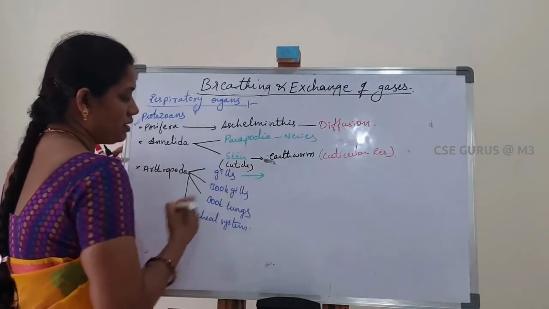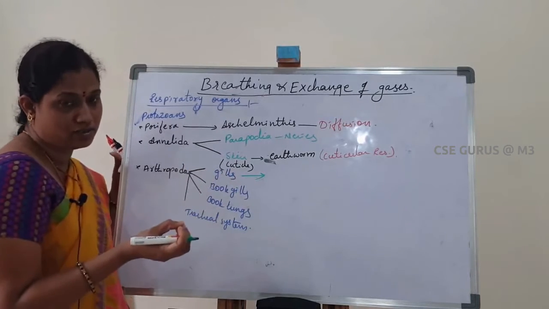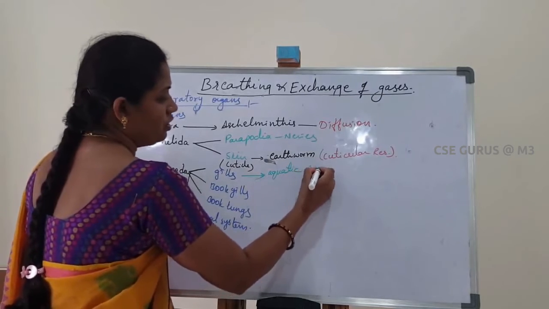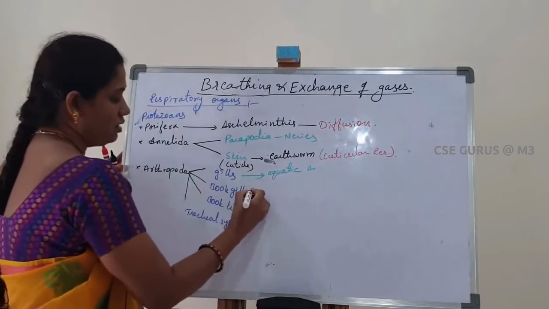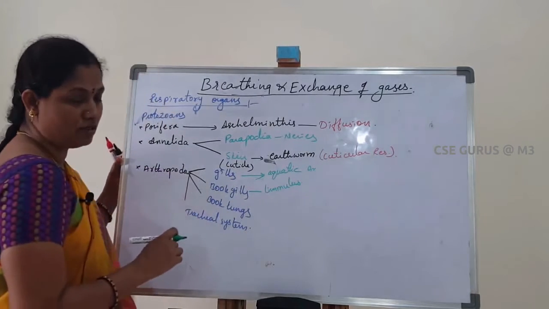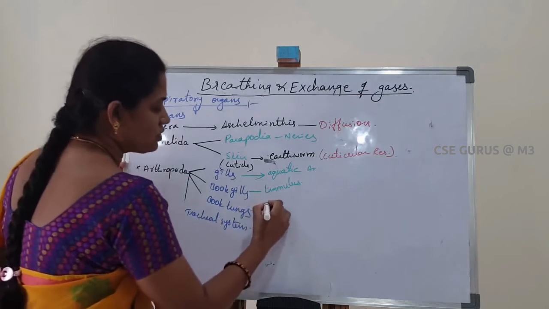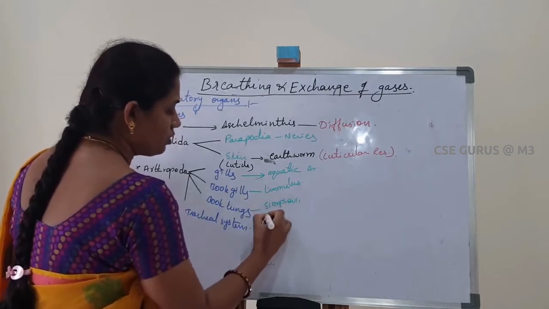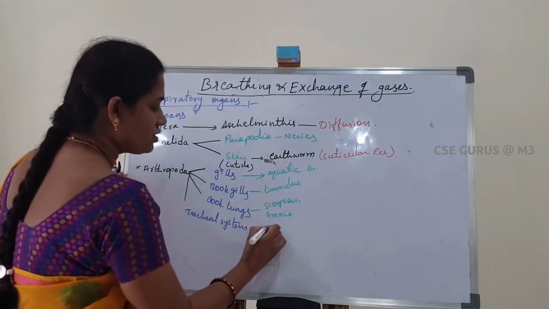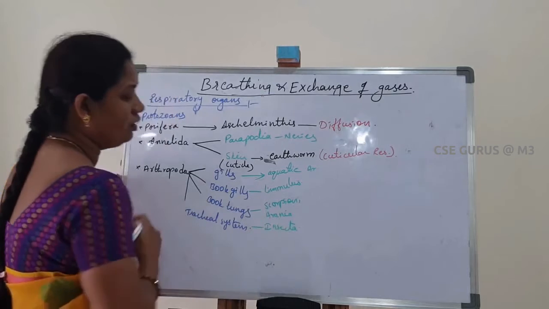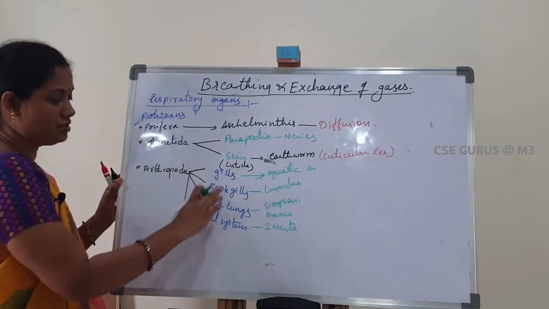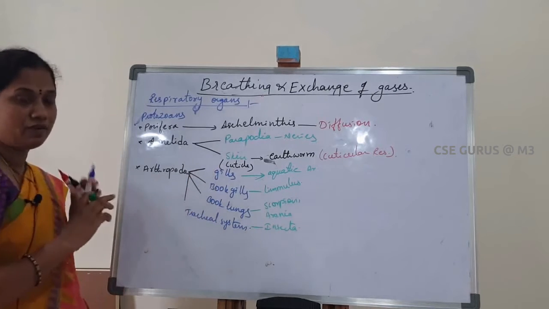Gills, which are small tubular structures, are present in aquatic arthropods. All aquatic arthropods have gills. Next, book gills are present in Limulus, the living fossil. Book lungs are present in scorpion and Arania. The tracheal system is present in insecta or terrestrial arthropods. All terrestrial arthropods have the tracheal system. These are the different types of respiratory organs in the Arthropoda phylum.